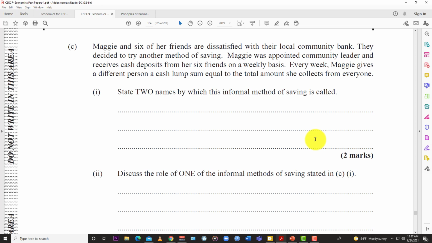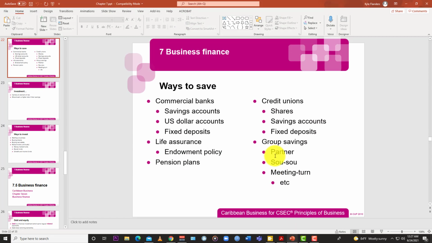And the thing is, across the Caribbean, it has different names, right? One of the popular ones would be what we call susu. But the next one in the East would be what we call partner hand. So you have partner hand, susu, you have meet in turn. I don't know which country exactly calls it meet in turn.